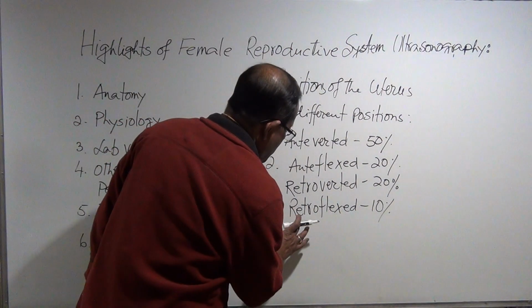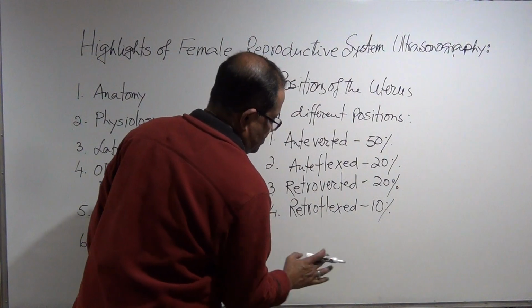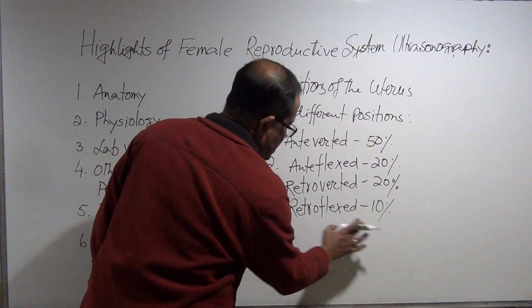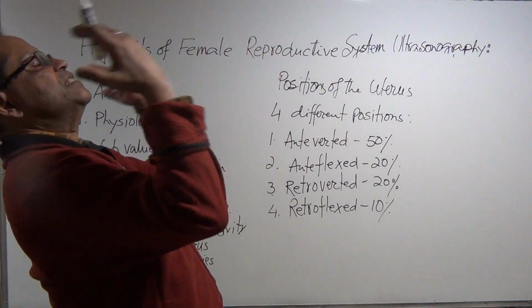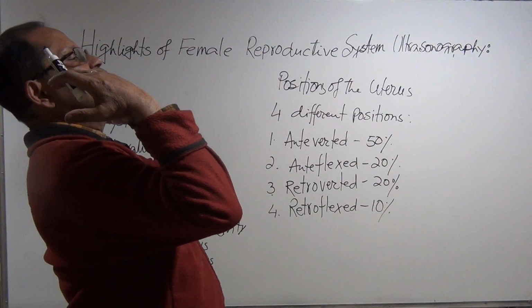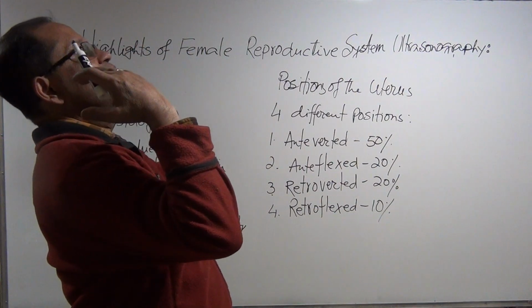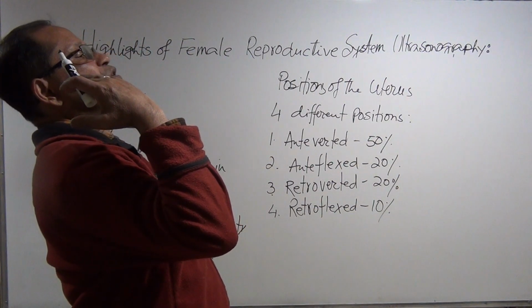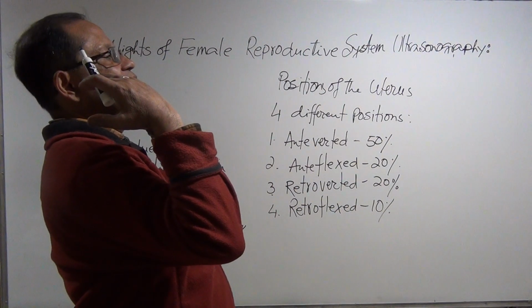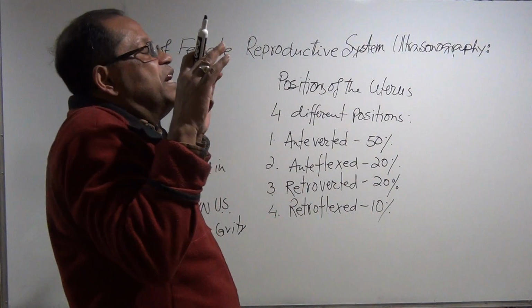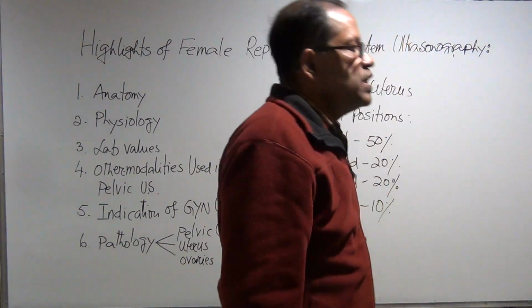Okay, the problem happens, they might have problem with the concept, that is retroflexed. Retro means facing towards the rectum. The uterus fundus is facing towards the rectum, that is called retro. Retro means behind, back. And anteverted means facing towards the bladder. Okay, so now look at here.